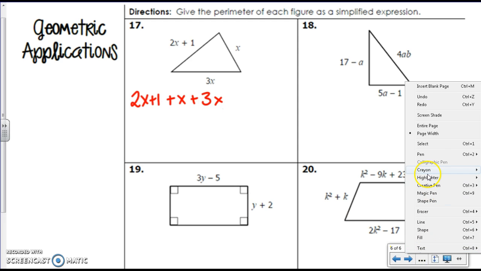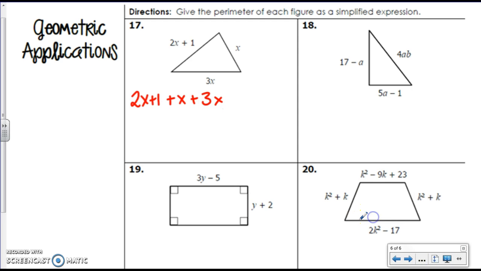Now to simplify this, I still need to combine like terms. So I'm going to find everything that has an x in it, 2x, 1x, and 3x, and I'm going to add them together. So 2 plus 1 is 3. 3 plus 3 is 6, so I have 6x. And then this plus 1 is just going to hang out because we can't combine it with anything.